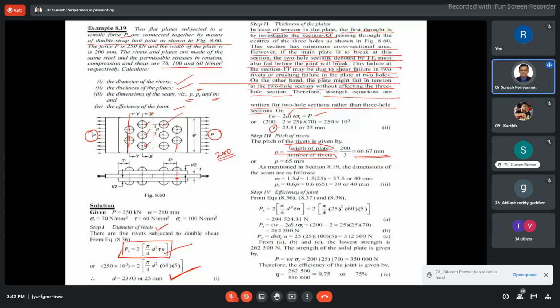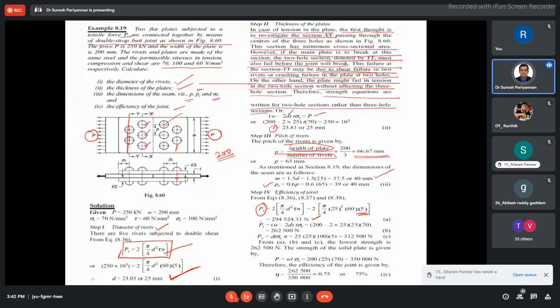Now we come to the margin. This is a standard dimension, 1.5D, and this is also standard, 0.6p, and the efficiency of the joint. Now we would like to find the efficiency of the joint. First we have to find the shear resistance. Shear resistance is 2 into pi by 4 d squared into n into 5, where n is 5 as we are considering a symmetrical side. Now this is our shear resistance.